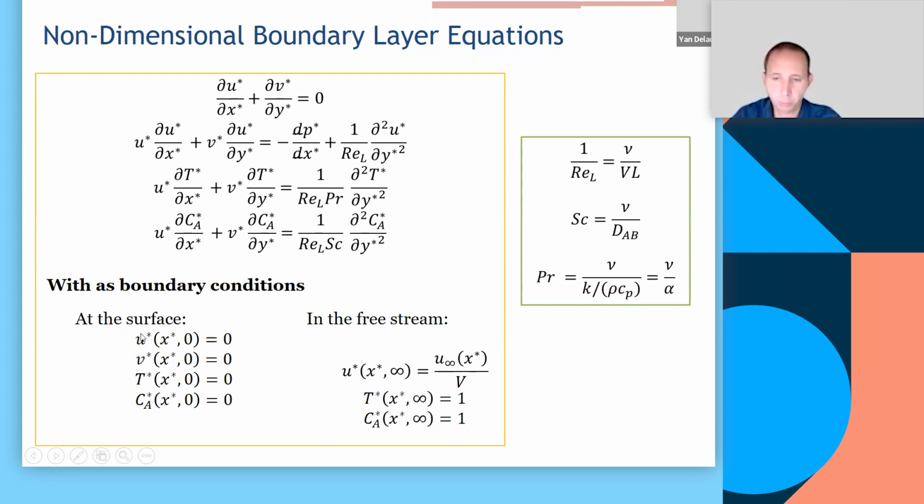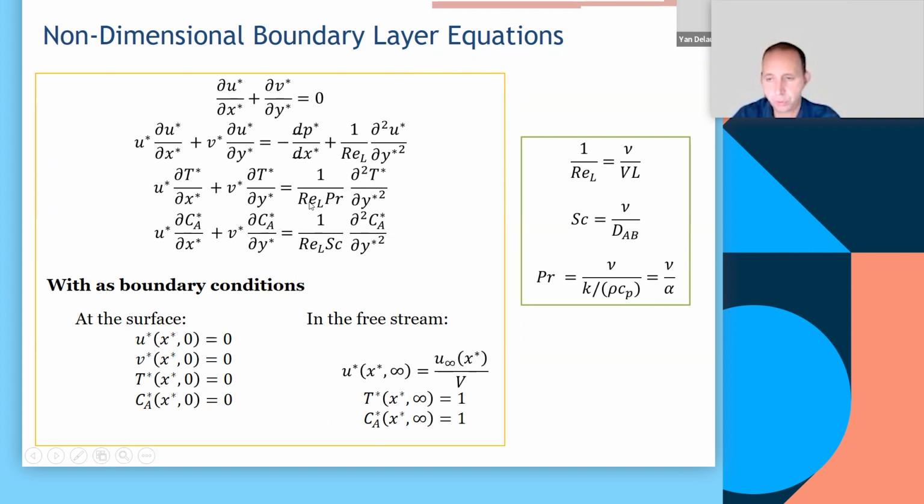Boundary conditions are expressed in non-dimensional form. It's easy enough to see that at the edge of the boundary layer, u star is going to be equal to U infinity divided by V, and so on. So these are very simple. But the bottom line is that perhaps we can solve it, but that's not going to be our interest. From there, we can see that, for example, u star is going to be a function of the Reynolds number and the pressure gradient.